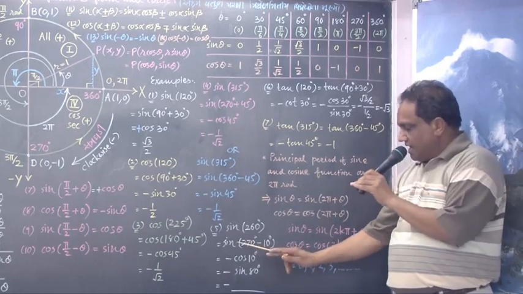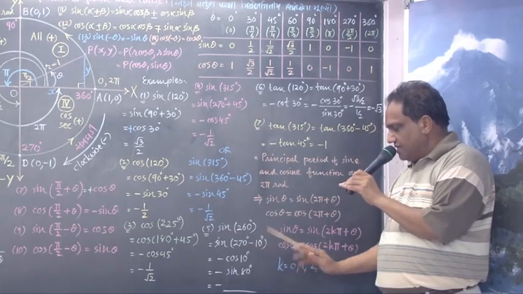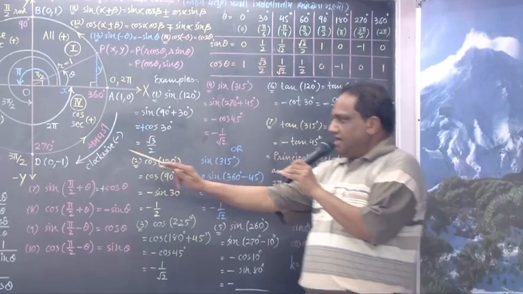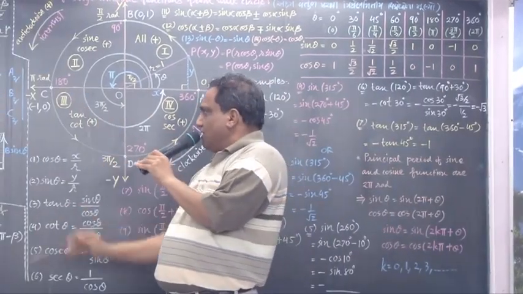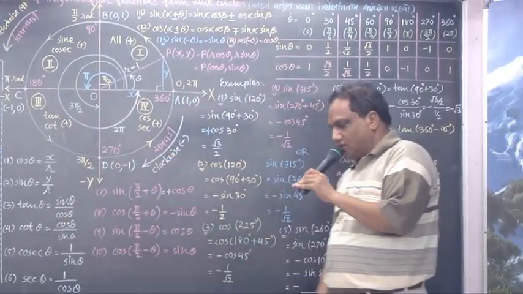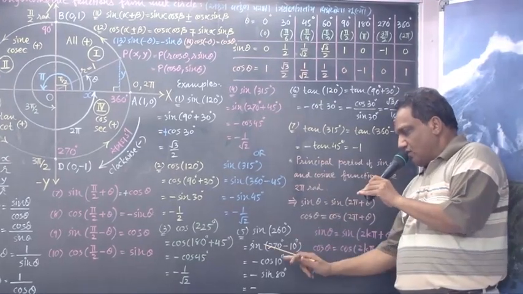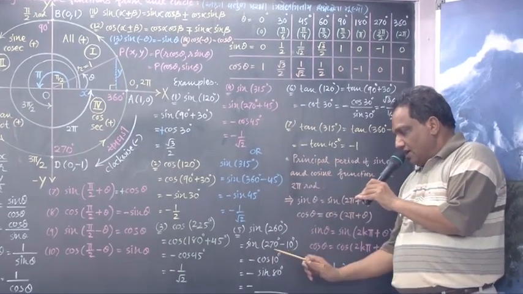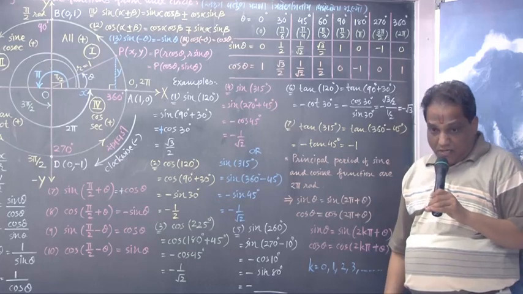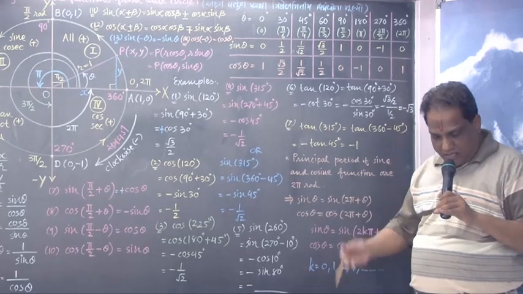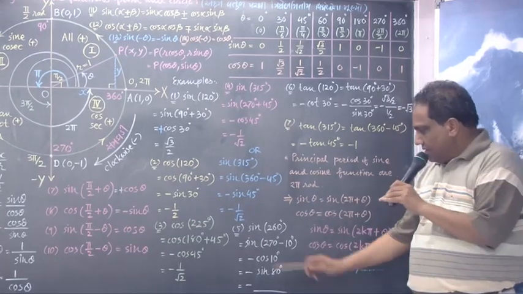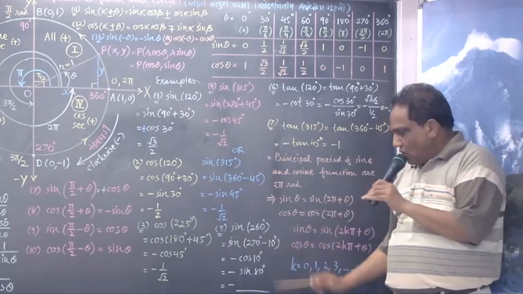Sine 260 degrees. Suppose, can I rewrite it as sine of 270 degrees minus 10 degrees? 270 minus, so I am in the third quadrant. In the third quadrant the sine function is negative. 270 degrees is 90 times 3, an odd number. Then sine should be converted to cos of 10 degrees.